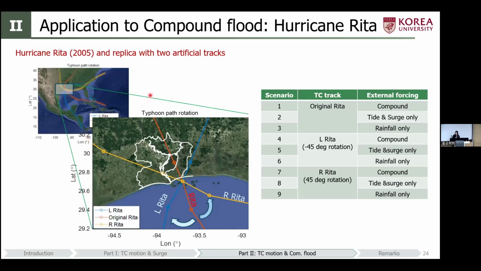And we will apply our TCR model to the compound flooding. So we run the Hurricane Rita case, but we need to do several checks. We should check how the TC motion affects the compound flood. So we rotated our original Rita track to the left and also to the right. And we form several scenarios which can help us see how each source affects the compound flood.